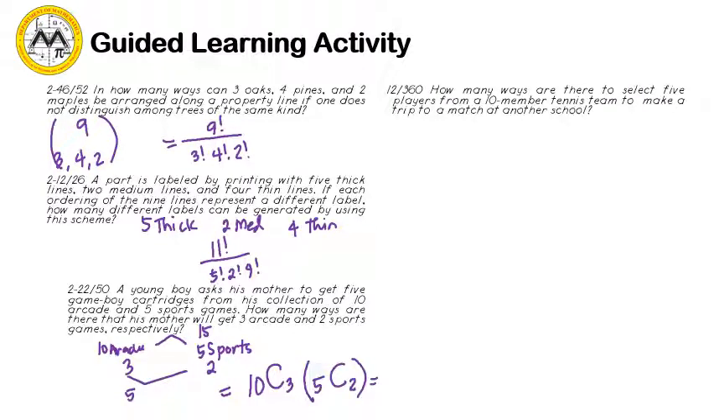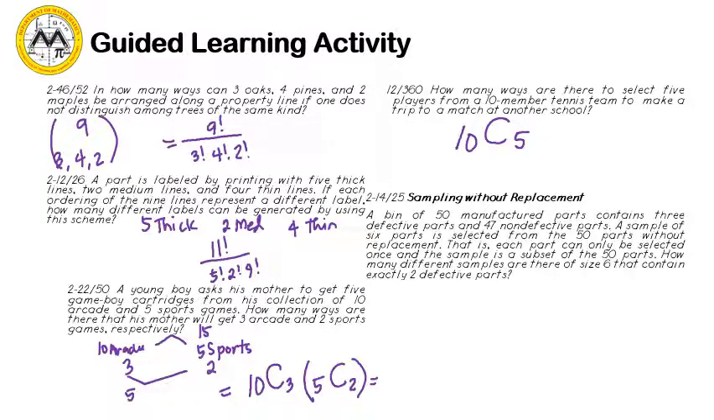Next, how many ways are there to select 5 players from a 10-member tennis team to make a trip to a match at another school? So there is a 10-member tennis team, and we're going to select 5 that would go to another school. So that would be a selection of 5 from 10.